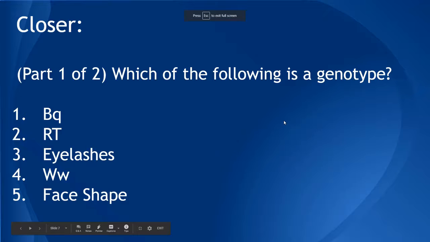All right. So if this was a normal class, this would be your closer. Which of the following is a genotype? So you got options 1, 2, 3, 4, 5. All right. Take a second, look at it, see if you can determine what the correct answer is.